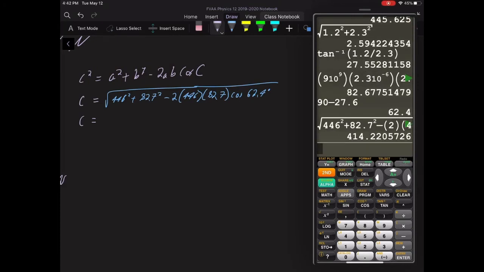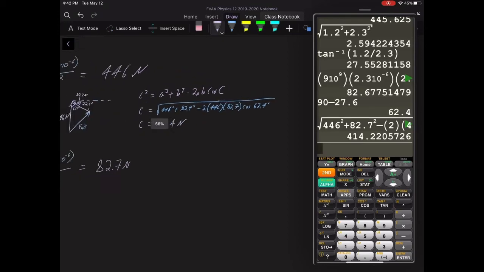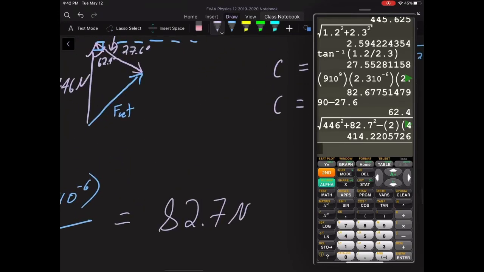Press enter, and I get a magnitude of 414 newtons. Okay, and then the direction here. You can use sine law to solve for the direction. Maybe solve for this angle here, and then use the 90-degree rule to solve for the angle from the horizontal. So this is the angle I want you guys to solve for here.